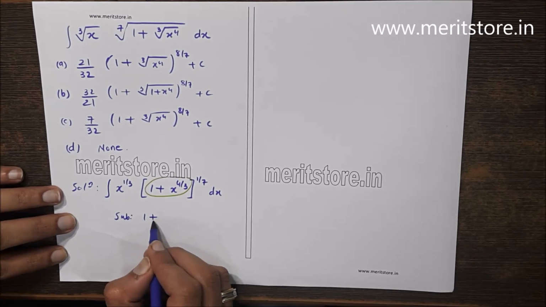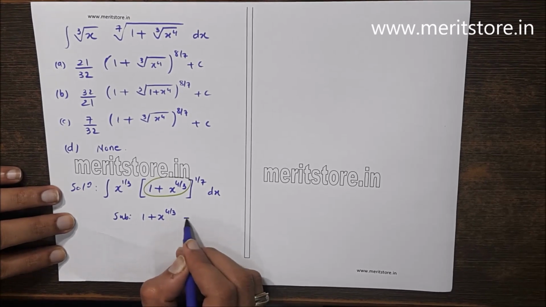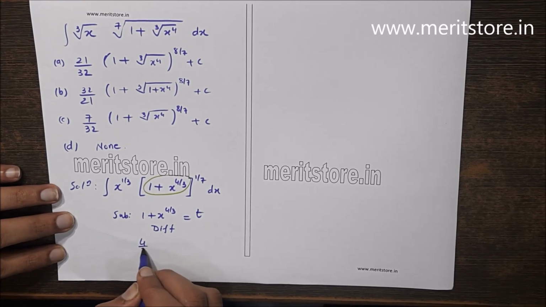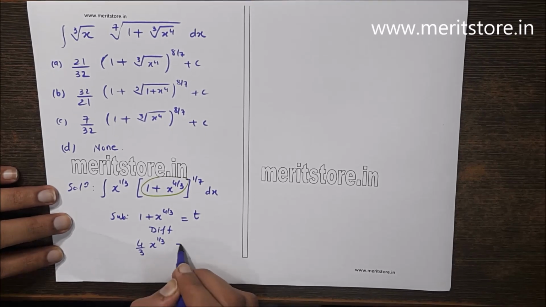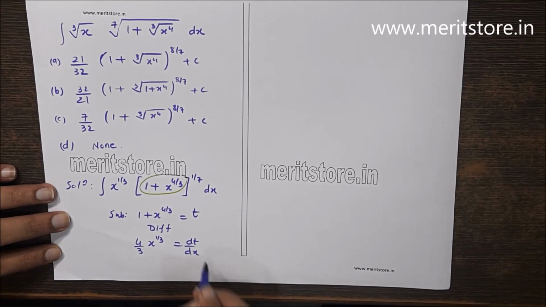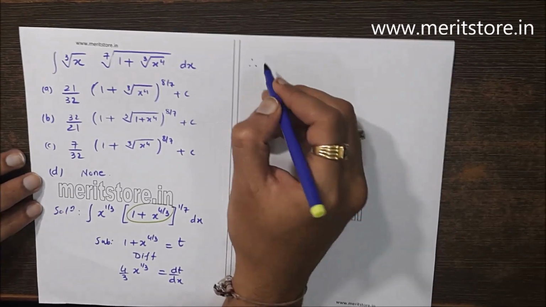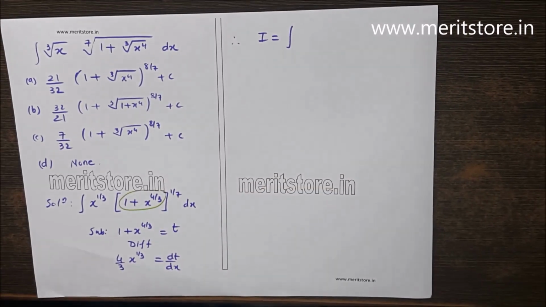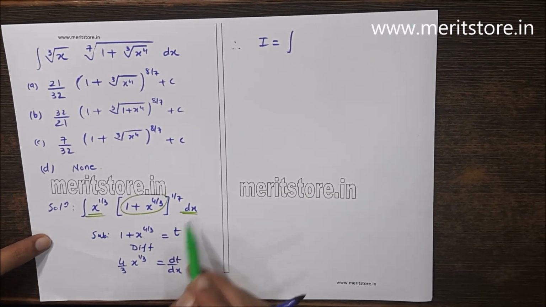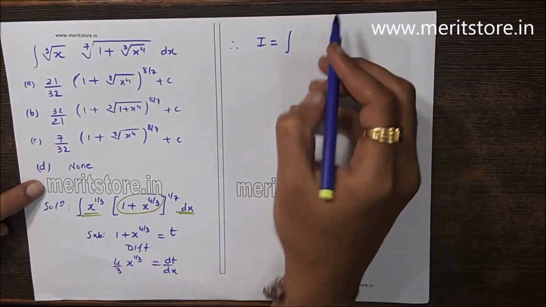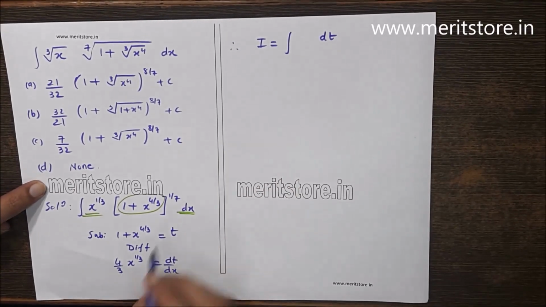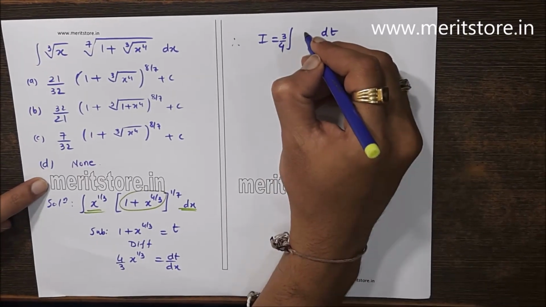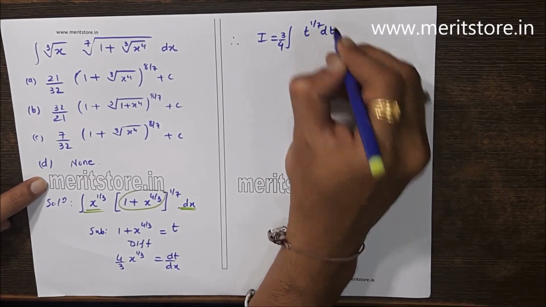Substitute 1 plus x raised to 4 upon 3 equals t. Differentiating, 4 upon 3 x raised to 1 upon 3 equals dt by dx. And therefore, the integral will now be written as this, and this term together will give me dt with a constant of 3 upon 4 outside, and this term is t raised to 1 upon 7.